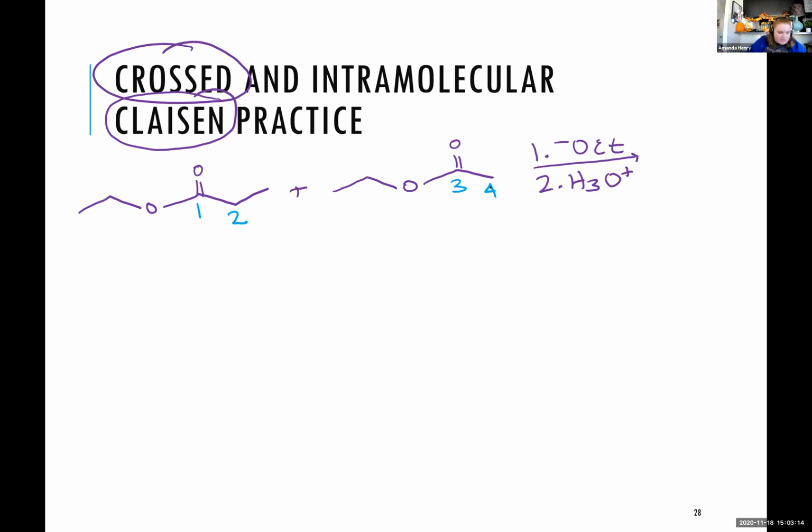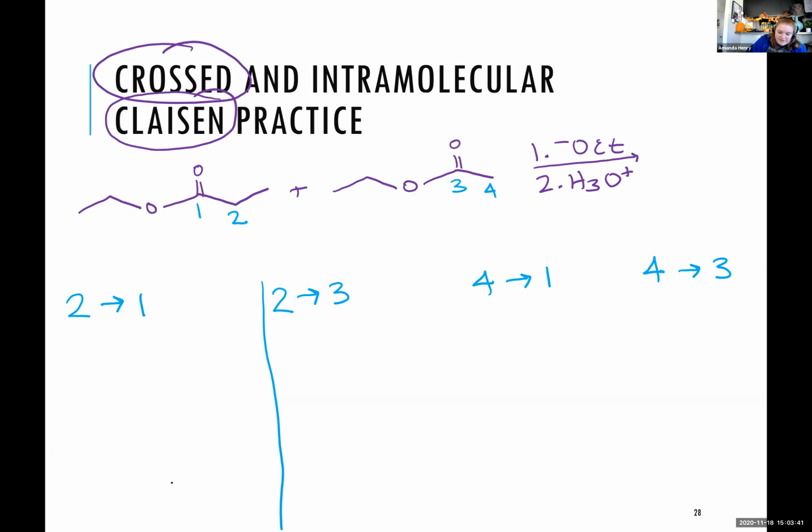And so I have them labeled just like I did my aldol before. Alpha carbon number 2 can react with carbonyl carbon 1, or alpha carbon number 2 can react with carbonyl carbon 3, or alpha carbon number 4 can react with number 1, or alpha carbon 4 can react with 3.